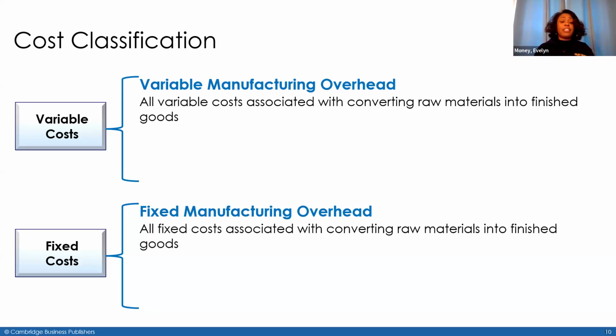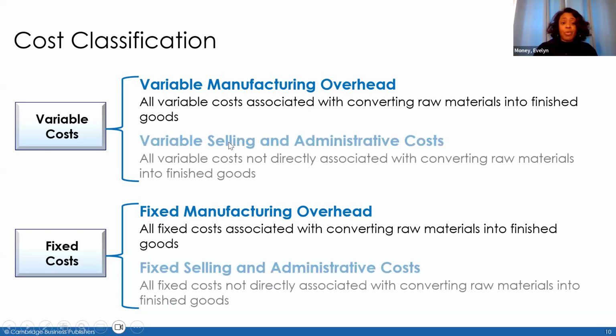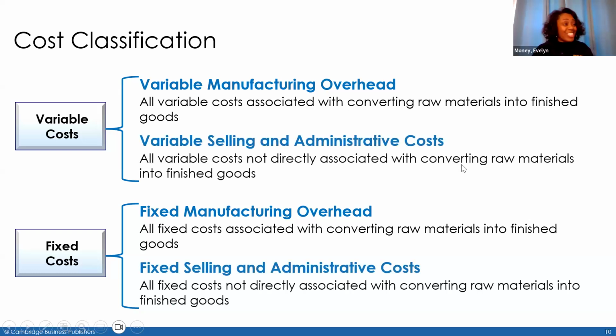An example of a fixed manufacturing overhead cost would be something like depreciation or the production supervisor's salary. For variable costs, we could have something like indirect materials or factory supplies. Those items will be classified as variable costs. In addition to variable manufacturing overhead and fixed manufacturing overhead, now I have another cost component that I need to consider. So we're done with our product costs.